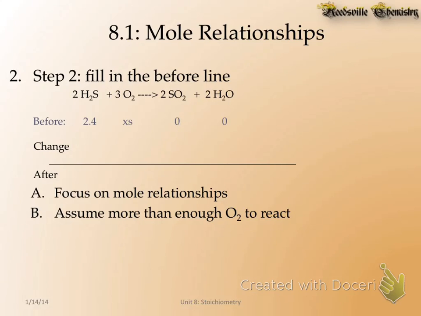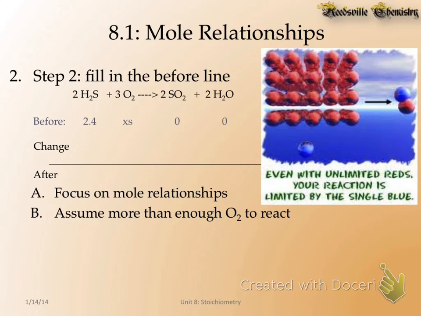And second of all, as I mentioned before, we're always going to assume if we're burning in air that there is more than enough oxygen to react. Sometimes the problem will actually tell you what that excess reactant is. It'll say like methane is burned in excess oxygen, or it'll say zinc chloride is added to excess silver nitrate. So it'll tell you what the excess material is. In this case, you just kind of have to understand that there's way more oxygen than we'd ever use.